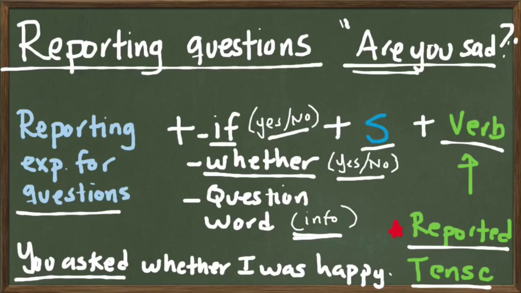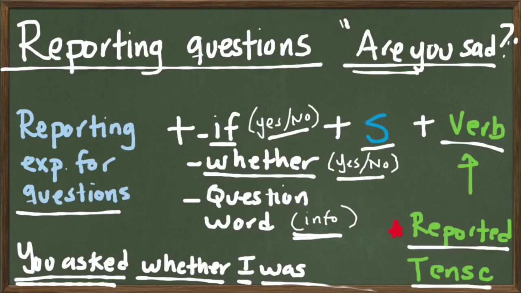Notice that this time around, when we report a question, we don't use the grammar or the formula for questions. The result is as follows. Reporting expression, you asked whether, because it's a yes/no question, subject I was happy. Oh, actually it was not was happy. I was thinking about the first example. Was sad. The result is you asked whether I was sad. Okay, we followed exactly the same formula I just mentioned. We changed the tense, we used the correct order, and we used the correct expression here.